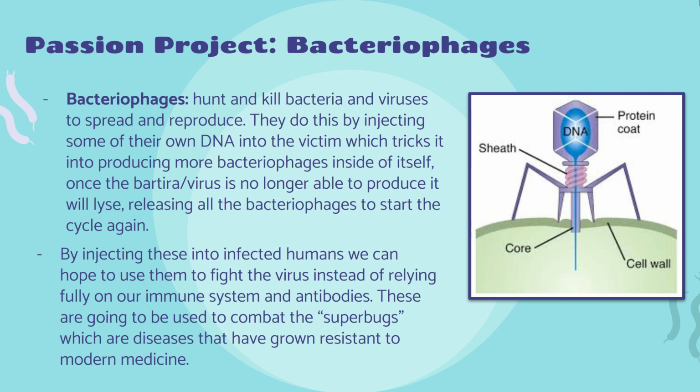Bacteriophages hunt and kill bacteria and viruses to spread and reproduce. They do this by injecting some of their own DNA into the victim, if you want to call bacteria and viruses victims, which tricks it into producing more bacteriophages inside of itself. Once the virus/bacteria is no longer able to produce them, mostly because it just ran out of resources, it will lyse, releasing all the bacteriophages to start the cycle again.